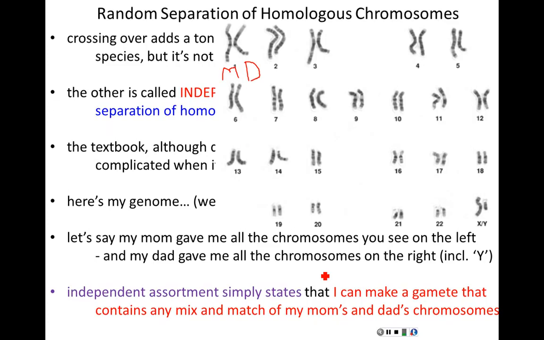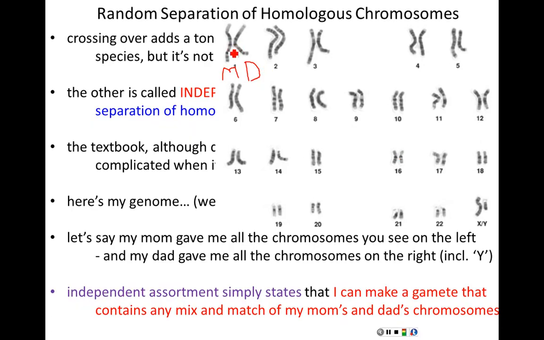That's the only rule. So there's a gamete out there of mine that has only my mother's chromosomes in it. That gamete got my mom's chromosome number 1, my mom's chromosome number 2, my mom's chromosome number 3, and so on. There's a gamete out there that got my dad's chromosome number 1, my dad's chromosome number 2, my dad's chromosome number 3, and so on. That's perfectly fine. Doesn't break any rules. As long as that gamete gets 1 and only 1 of each chromosome, it satisfies the rules of meiosis.